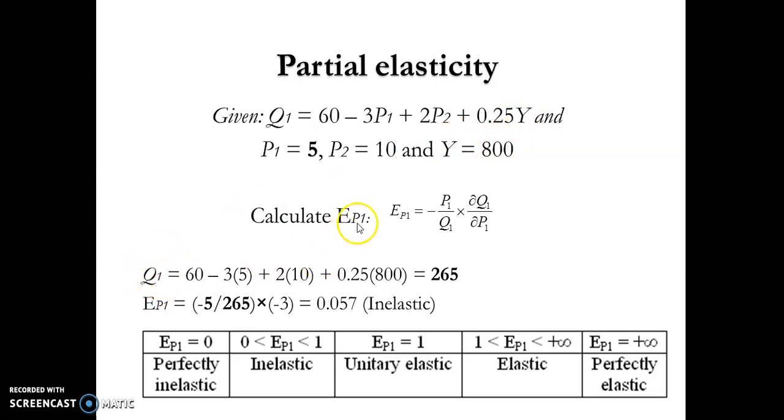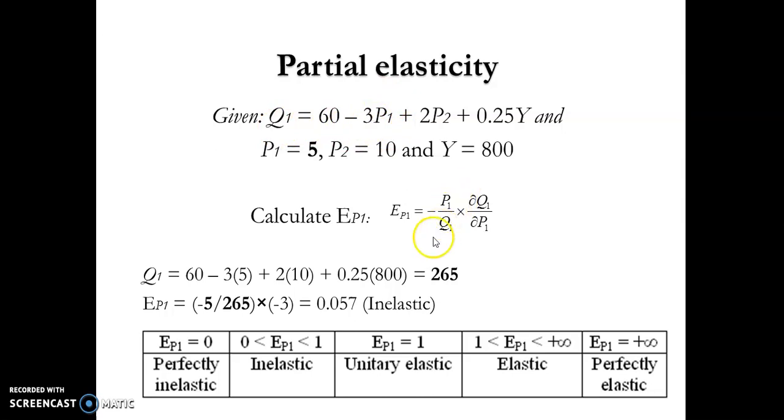And your price elasticity of demand formula, right, was minus P1 over Q1. So P1 was 5 and Q1 you just determined was 265, right? You just determined that. So you've got P1 over Q1 times the first order partial derivative of this function with respect to P1. So where do I have P1 in this function? Just over there. So if I get my first order partial derivative of Q1 with respect to P1, it is just going to be minus 3.